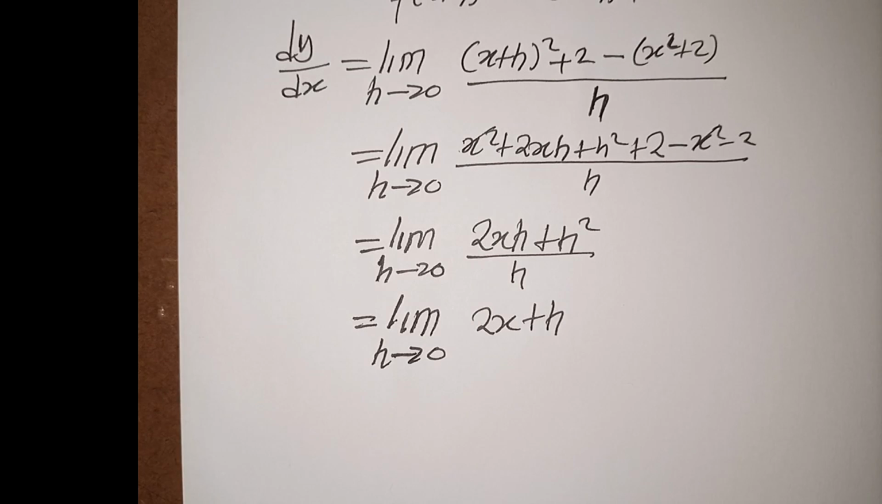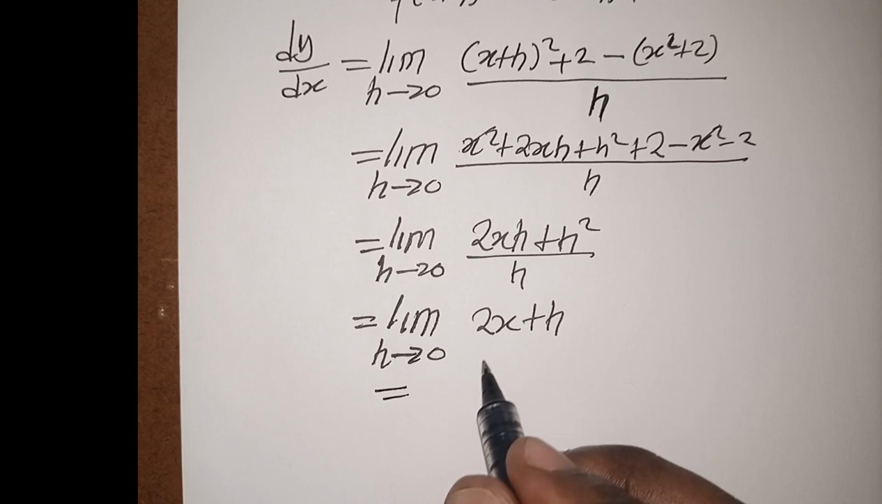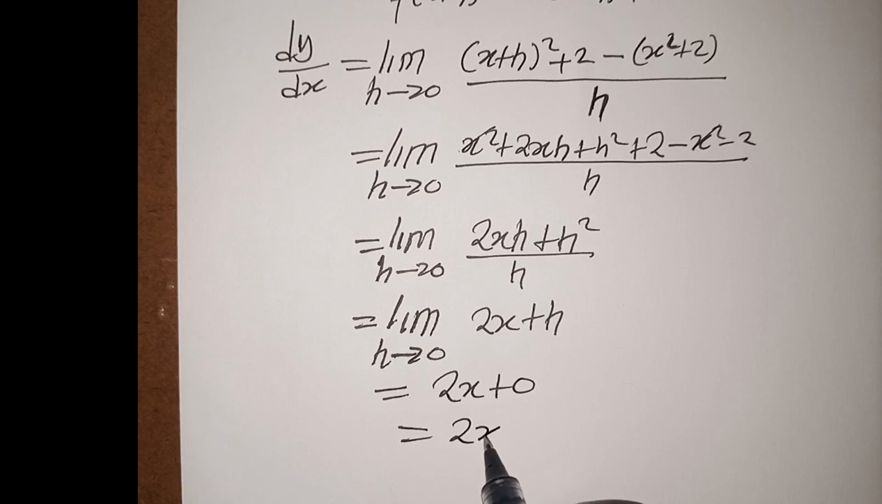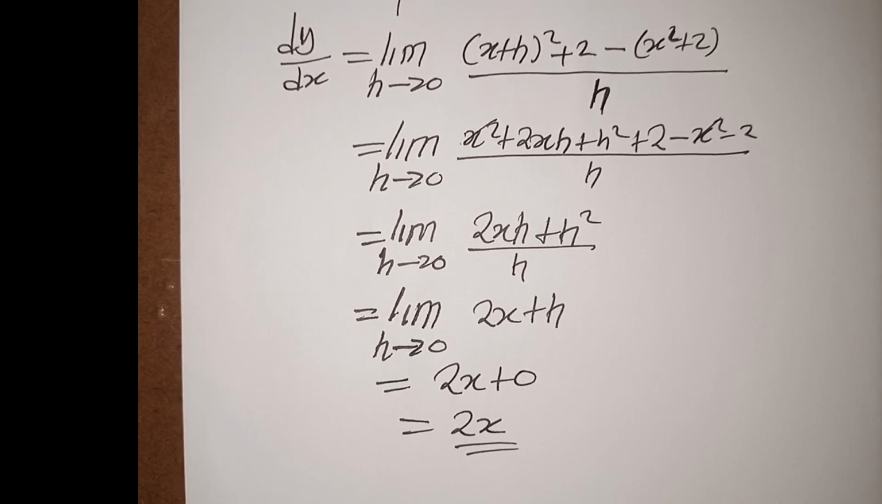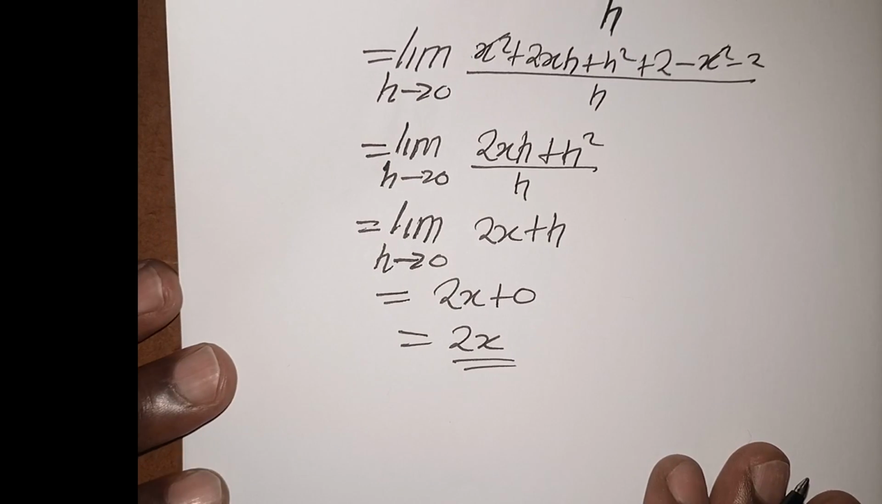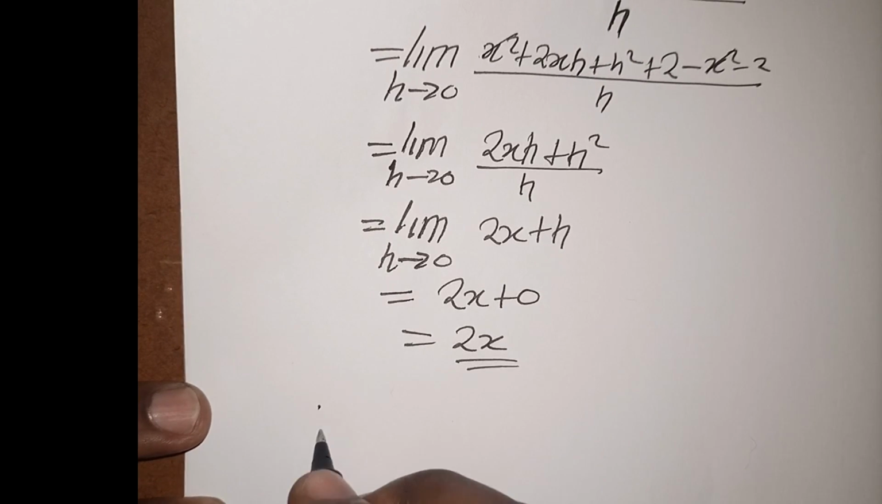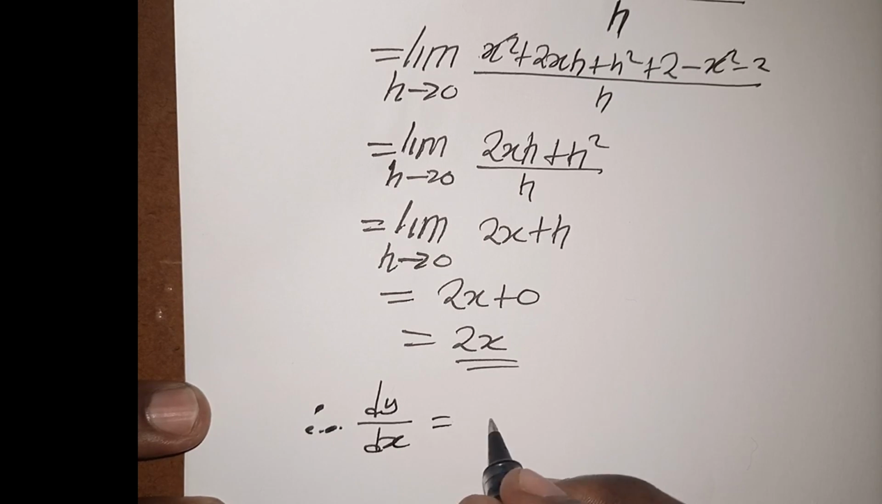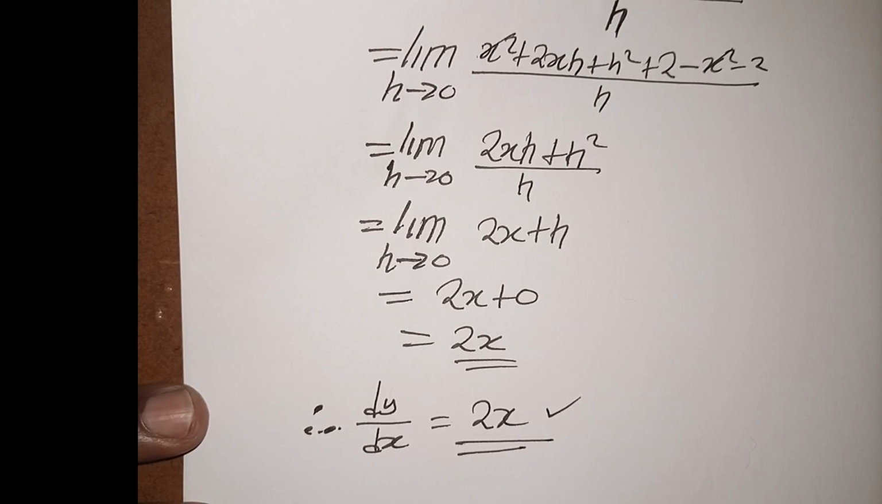H into h squared, you remain with h. Then at this point, try to substitute to see if you get an indeterminate solution or not. So where there is h, you put 0. This is just 2x. This is the answer. So you can say that therefore dy over dx is given by 2x. Thank you.